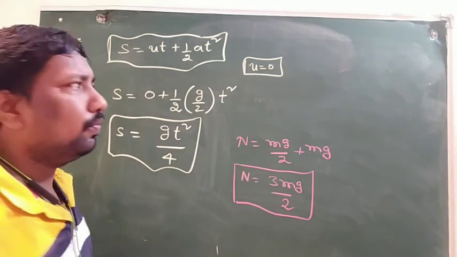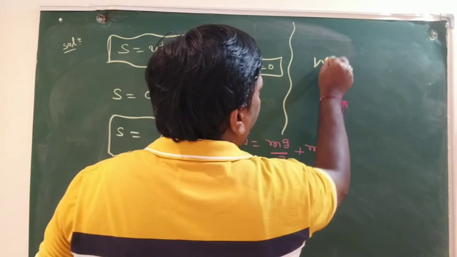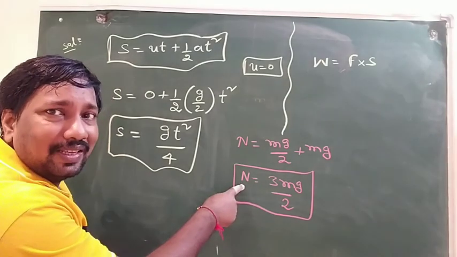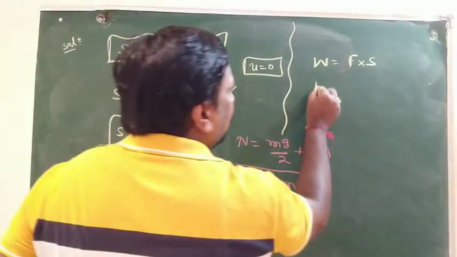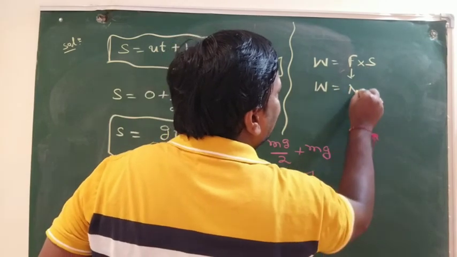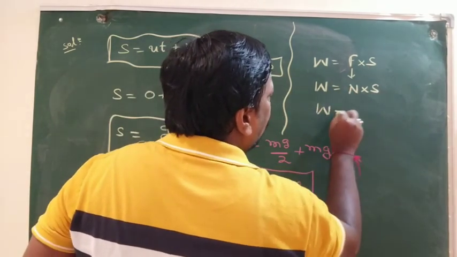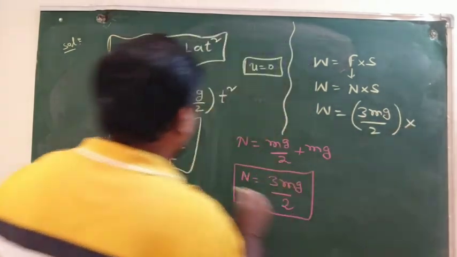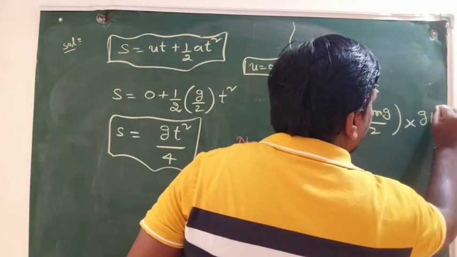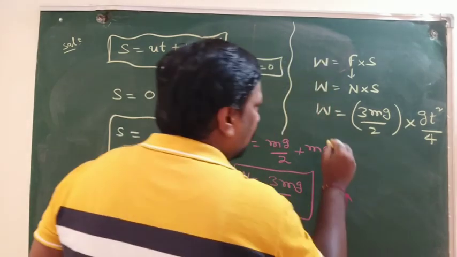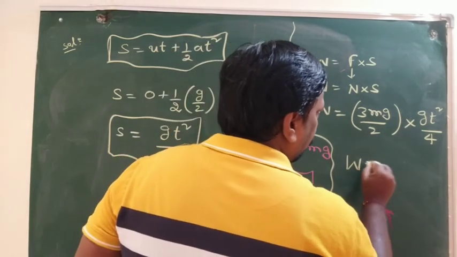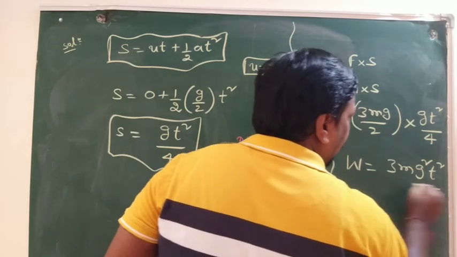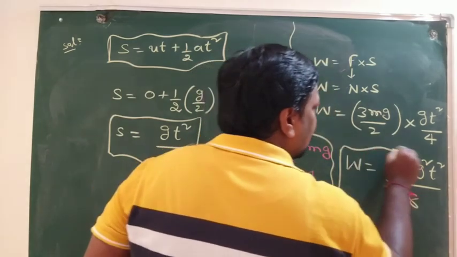Now you can find out the work done. You know the definition of work done is W = F into S. Here the force is the normal reaction. Therefore W = N into S. Here N is 3mg/2 and S is gt²/4. So W = 3mg·gt² divided by 4 into 2, that is 8, so W = 3mg²t²/8. So this is the work.